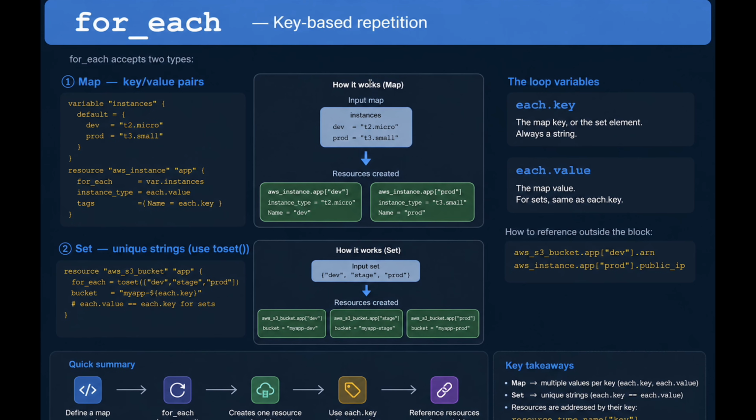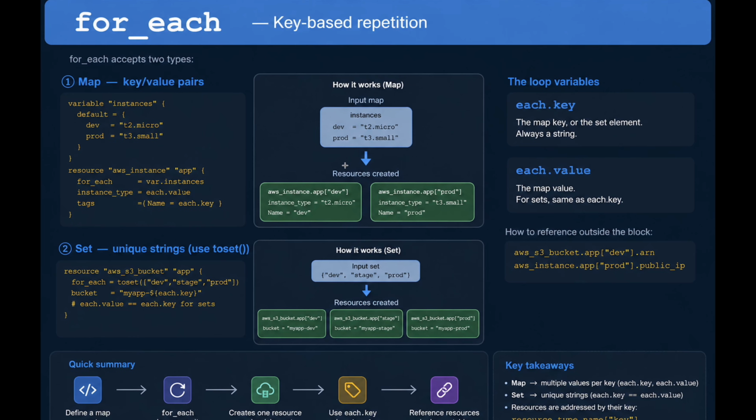So how does it work? If you define the map and take the input dev equals t2.micro, prod equals t3.small, what does Terraform do? It creates the instance called app. So aws_instance.app["dev"] has instance type t2.micro and name dev. For prod, the name is prod and aws_instance.app["prod"] has instance type t3.small. So this is for the map.